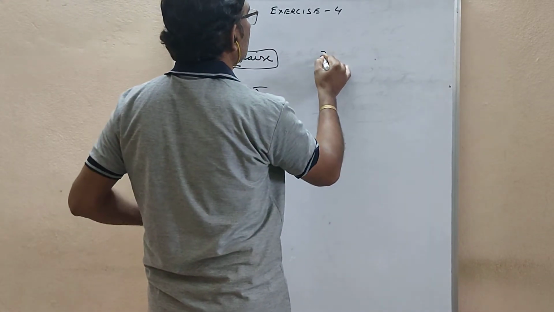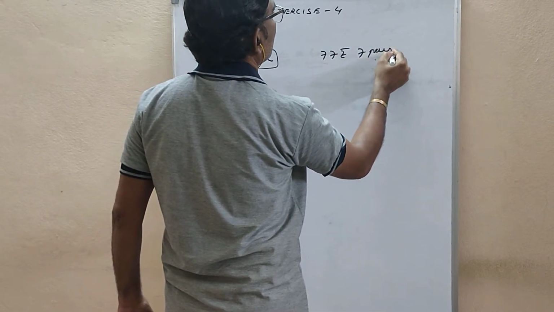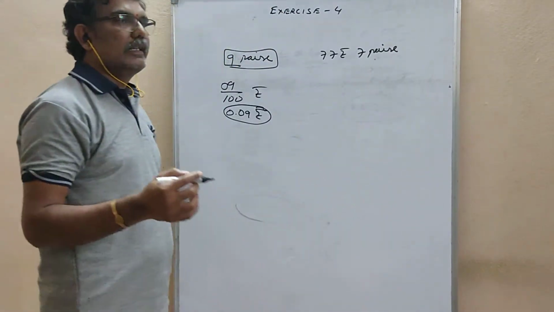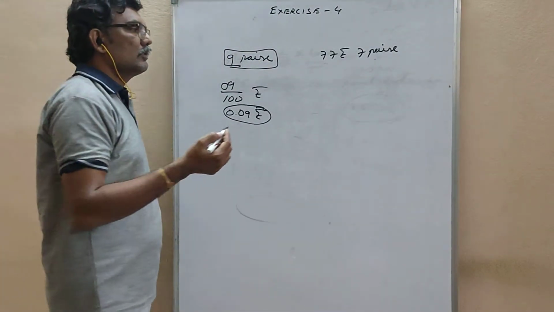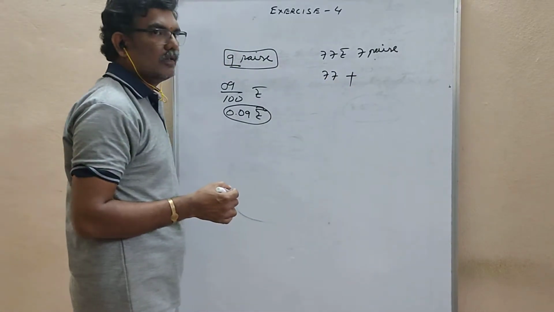77 rupees, 7 paise. What is he asking? He is asking to write in decimals. So already it is in rupees, sir. You can keep plus here.